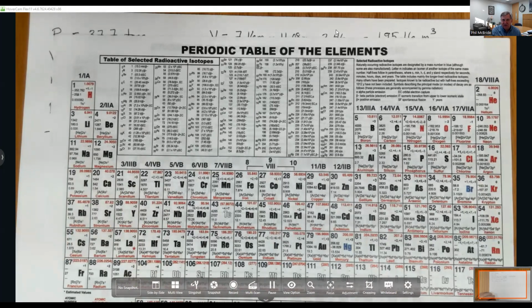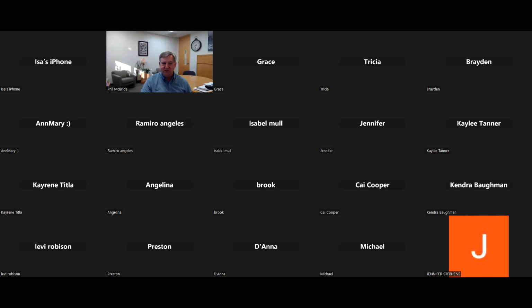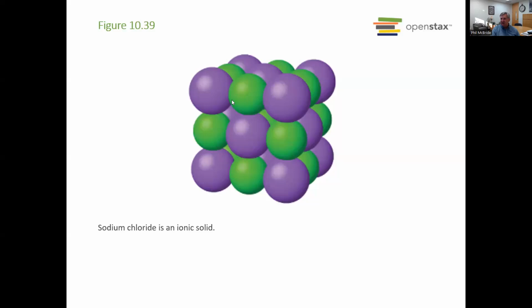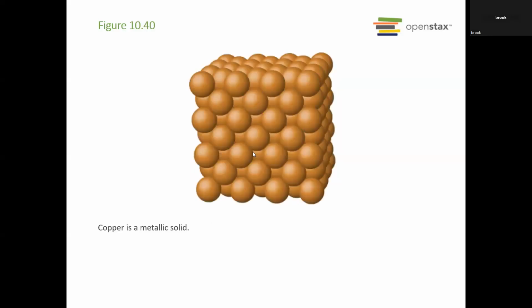So looking at this structure here, the purple would be the sodiums, the green would be the chlorines. So you notice it's a nice little structure. I think we had that in the beginning, that same crystalline structure with sodium chloride. So this one's copper, so it's just copper metal. And you'll notice it's got a nice little structure also, similar to sodium chloride.